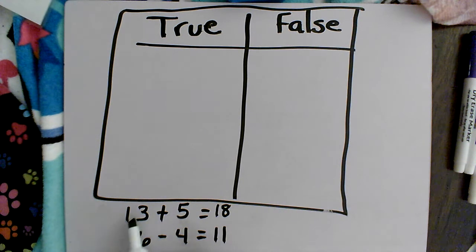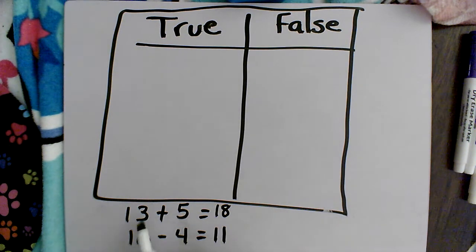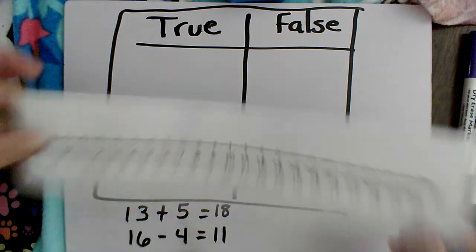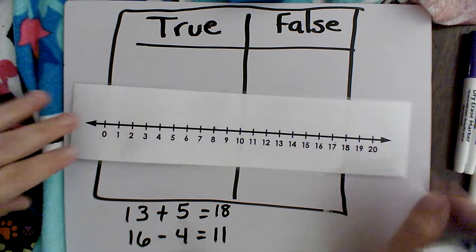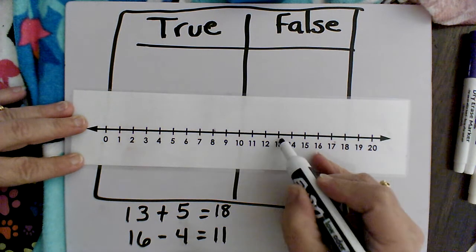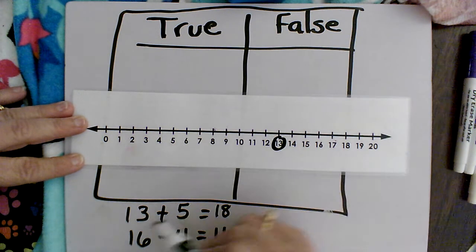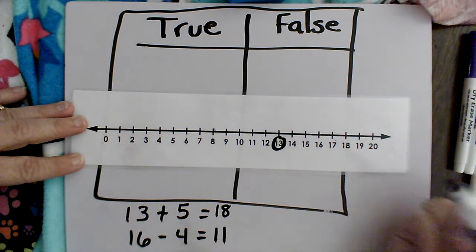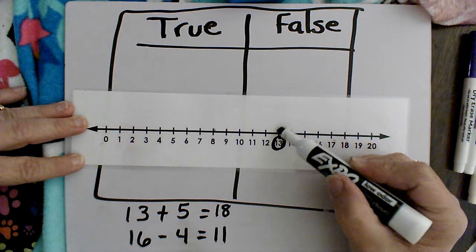So let's say you have this equation down here, 13 plus 5 equals 18. You can use whatever math strategies you would like so you can figure out if that is true or not. So I'm going to use a number line, okay? If I start at 13, if I add 5 to it, do I reach the 18? Well, let's see.